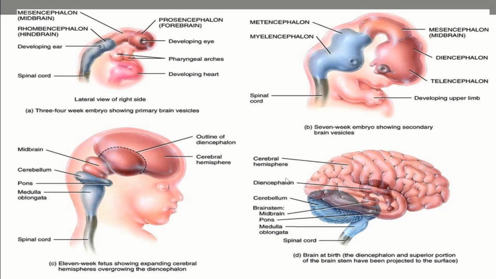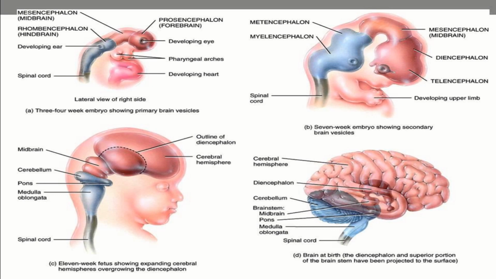All right, so let's talk about development. At 3 to 4 weeks, an embryo is starting to see some development of the brain. And we have 3 sections of the brain. We have the rhombencephalon, and that's what we call the hindbrain. We have the mesencephalon, which is the midbrain, and we have the prosencephalon, which is the forebrain.